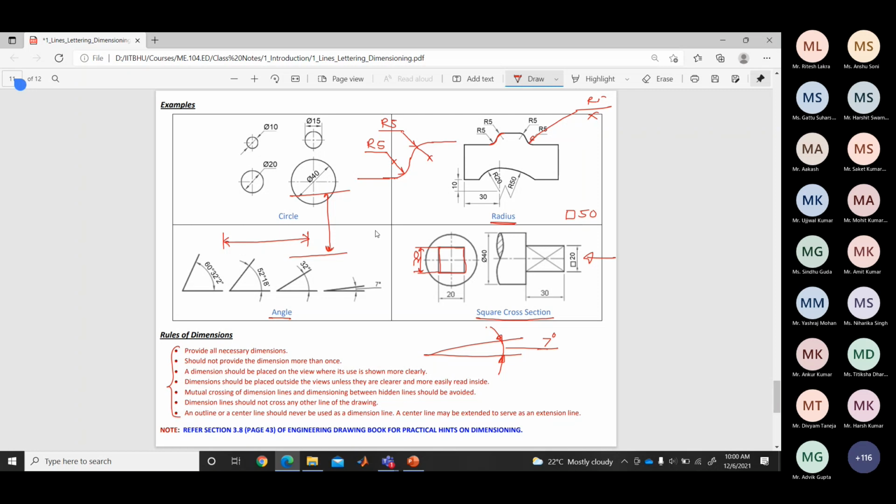So these are the very rare cases where the dimension lines can cut. If it is unavoidable, then we don't have any option. In rare cases, it might be possible that the dimension lines are cutting, and in that case, it can be allowed. However, in most cases, we can provide the dimension lines so that they do not cross each other.